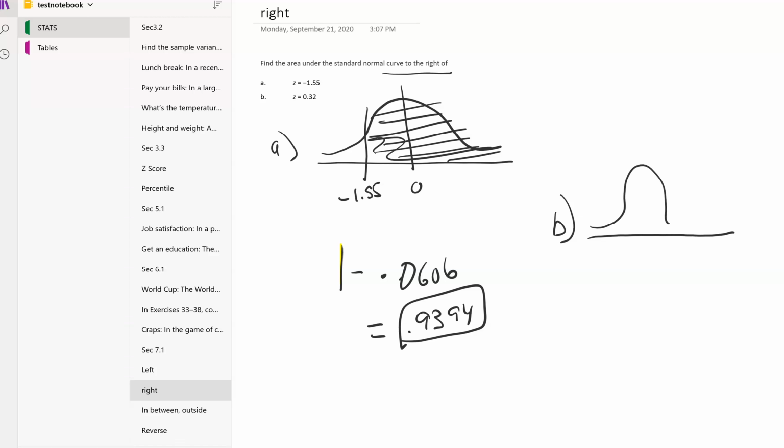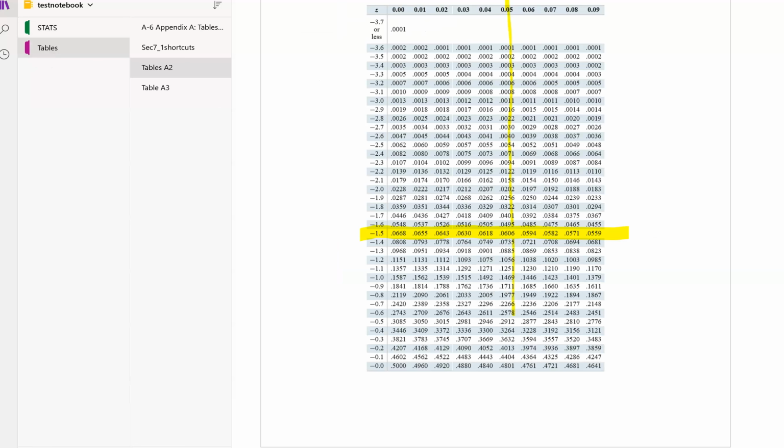All right, the second one, 0.32. This is to the right, so here's 0.32 somewhere here. So I'm just looking at this section, but the procedure is the same. I have to look it up and subtract it from 1. So it's a positive 0.32.